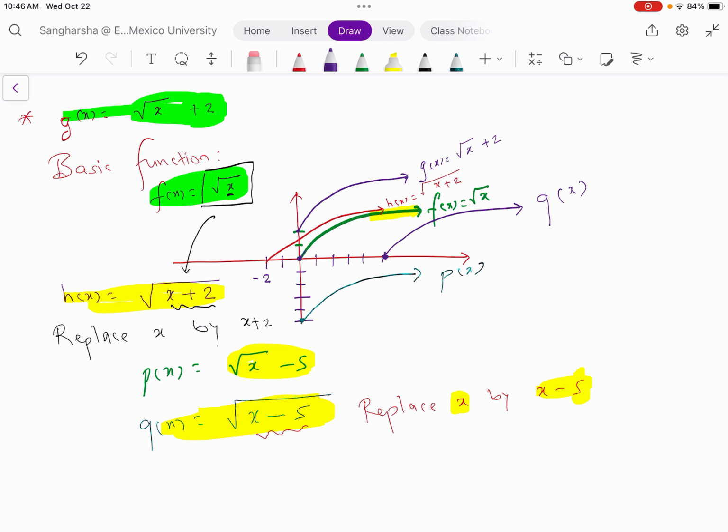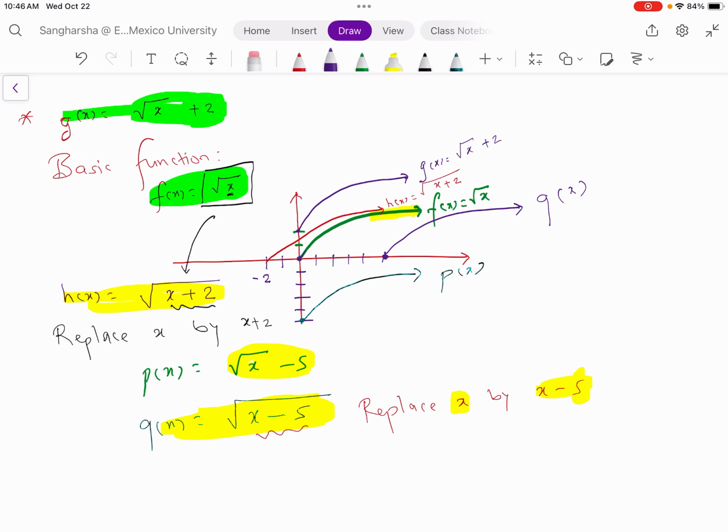When you add a number, we move up, right? So when we subtract a number, we move down. This transformation will be given on your formula sheet. When you replace x by x minus some number, you are moving right. If you replace x by x plus some number, you are moving left. So the transformation will be given to you on your formula sheet, but you should know how to apply this one.